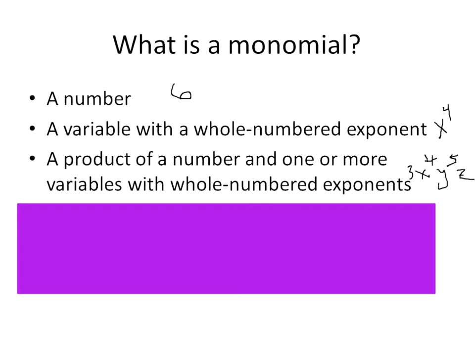And so you have a number like 3 and one or more variables. So there's actually 3 variables in this example. And all 3 of them have whole number exponents. x has the exponent of 4, y has the exponent of 5, z has the exponent of 1. If you're not sure what whole number means, I would suggest you look that up and write that definition down as well, so you understand exactly what this definition is telling us.